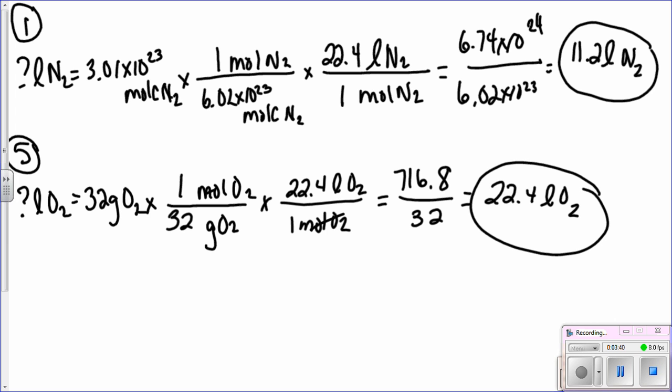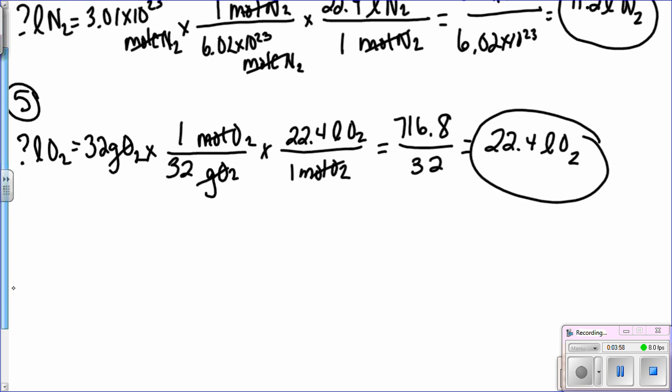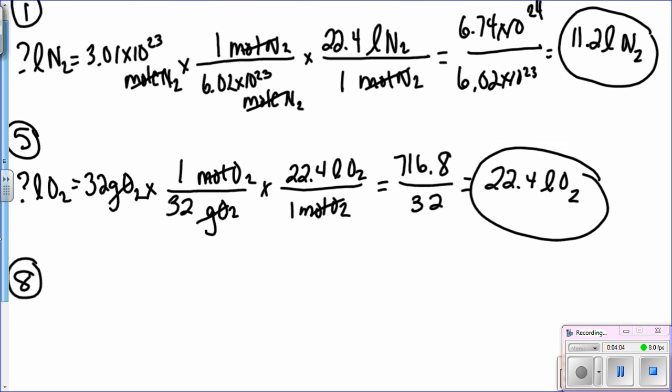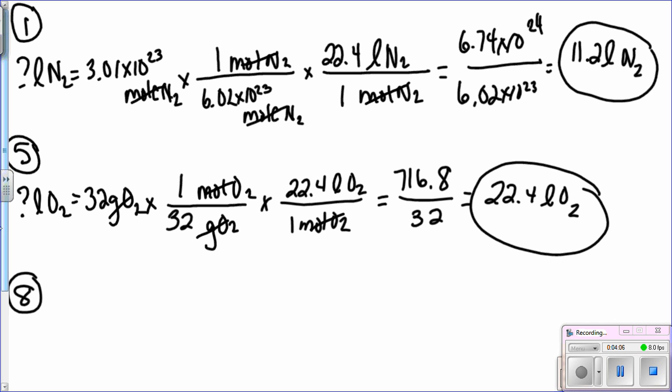Notice the moles cancel out, the mass cancels out, and we're left with our volume in liters. If we look at number 1, our moles cancel out, our molecules cancel out, and we're left with liters up here. Number 5 is a model for 6, 7, and 8. Let's take a look at number 8. And if I'm going too fast, you may need to pause the video at this point so you can finish writing down the information, and then we can continue playing.